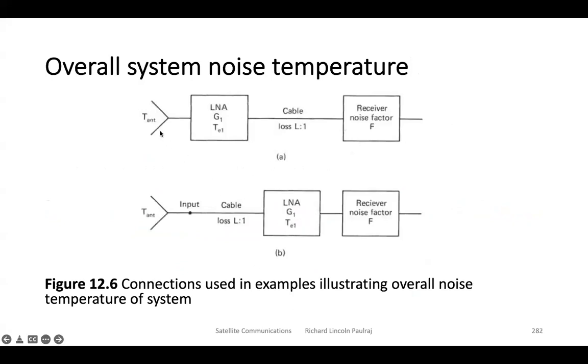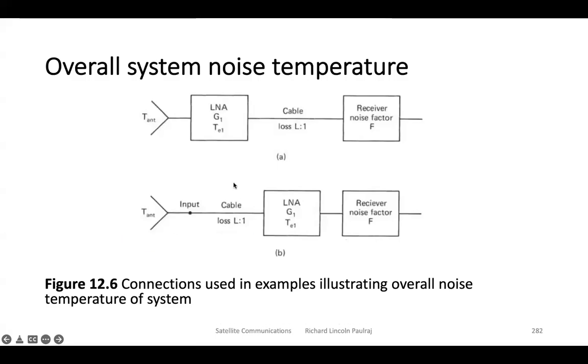Now, if you see here, there is an antenna, and then immediately you have a low noise amplifier. After the low noise amplifier, you have a cable and then the receiver. Here we have made some rearrangement: antenna, cable, after the cable the low noise amplifier, and then as usual the receiver. By making these rearrangements, we will see what is going to happen.